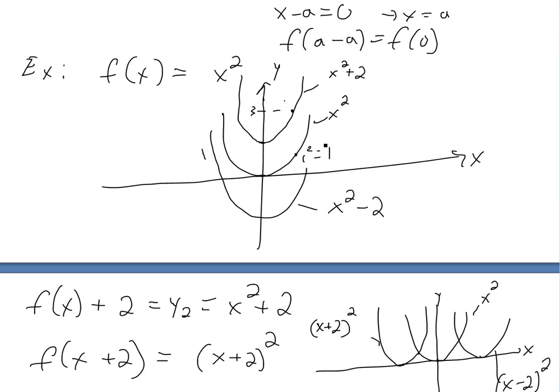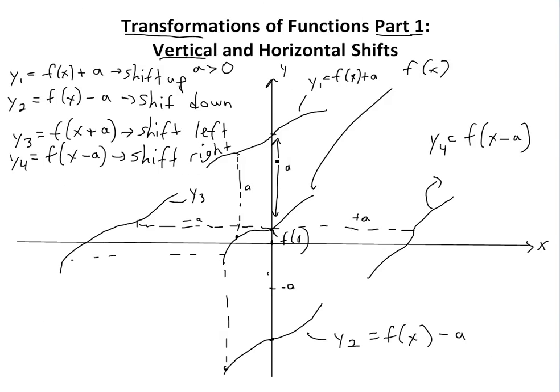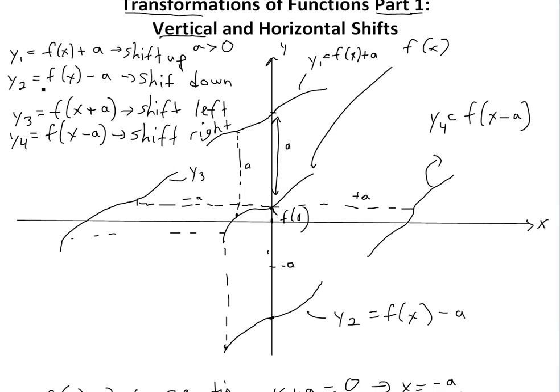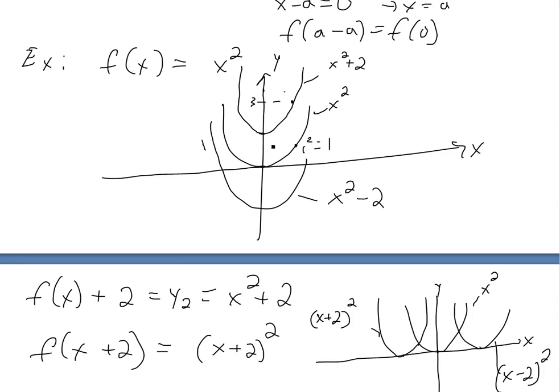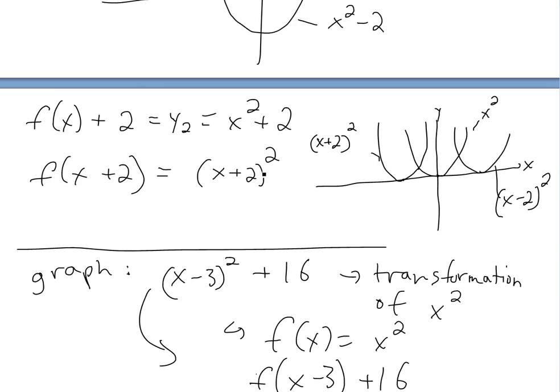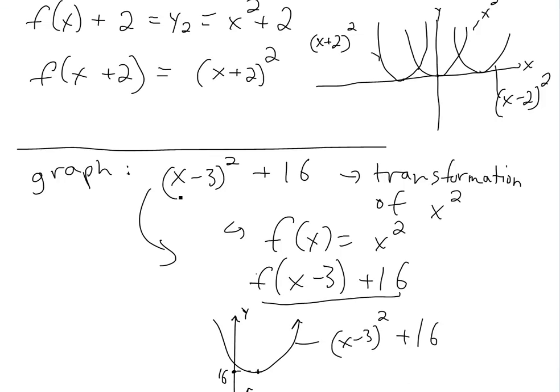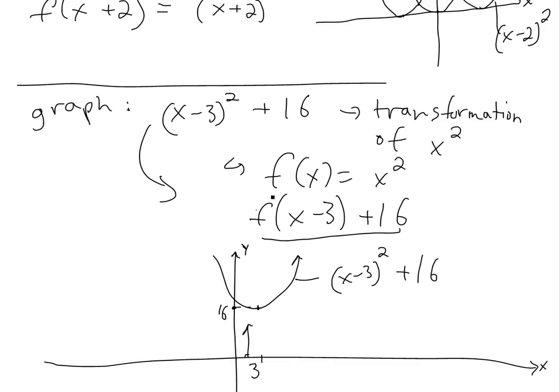I'll show you the stretching of them later in my part 2 series. Hopefully you learned, and this is basically it: if it's plus, shift up; minus, shift down. If it's inside, plus and minus are actually opposite. Plus is left, minus is right. That's all it is, and then you can use that to find out what your basic function is. In this case, it's just x squared. These are all just transformations of it, and then you can graph it easily.